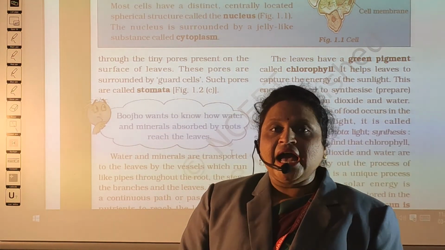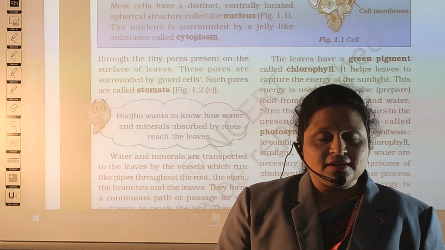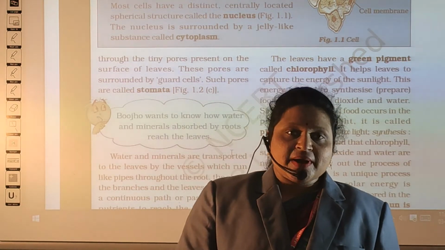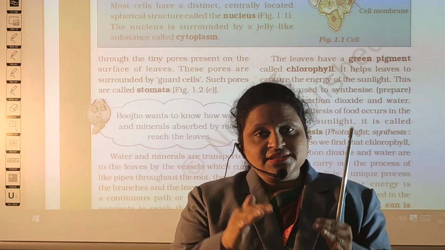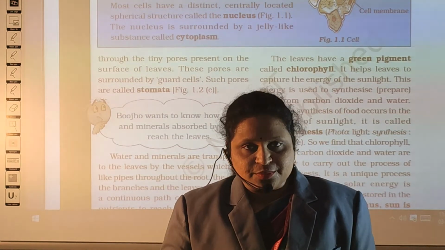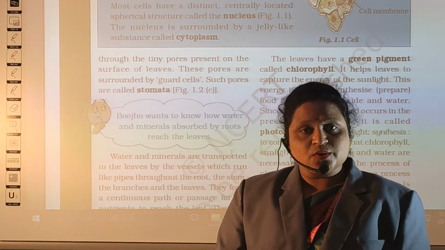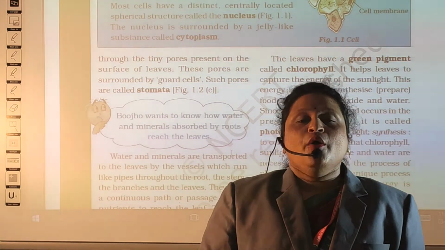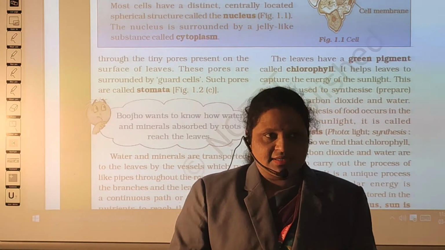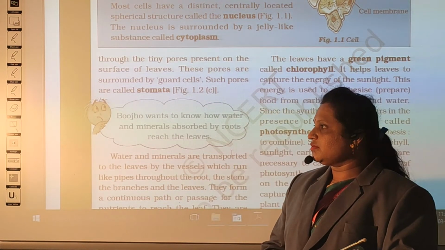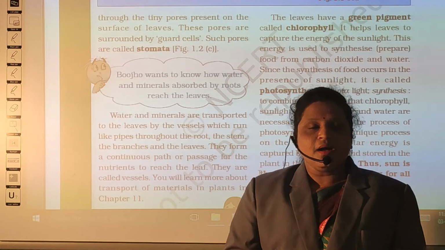So suppose we have to prepare some vegetable pulao. Your mother cuts various types of vegetables, and she needs rice, some salt, some spices. When your mother prepares it, you need all things together. After that you can make the vegetable pulao. Then we make the food for the plant.